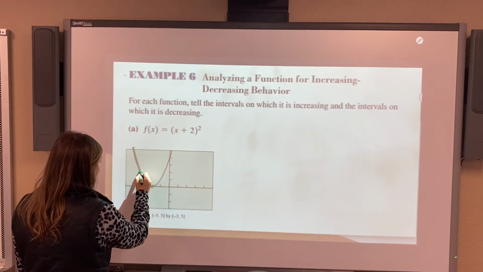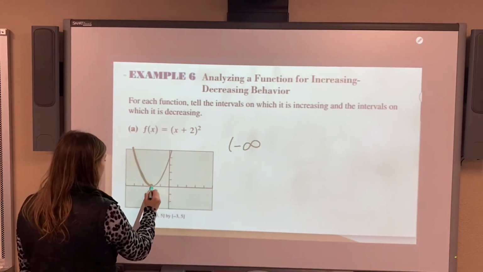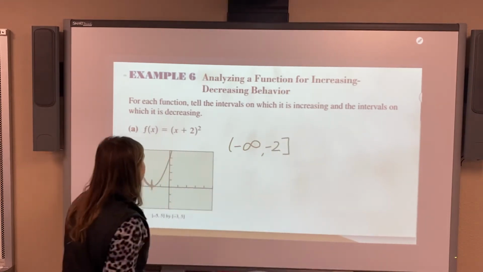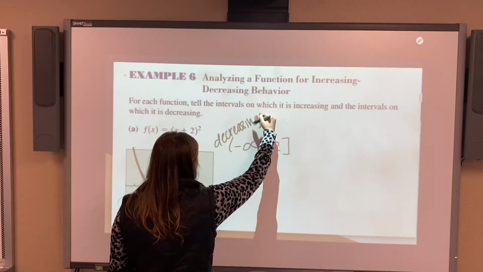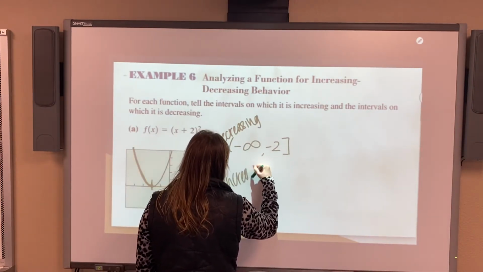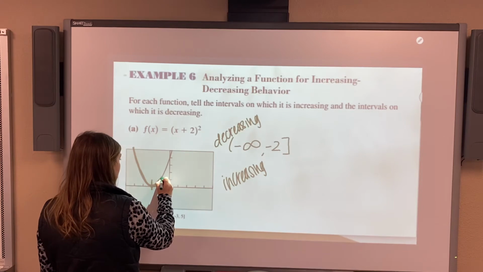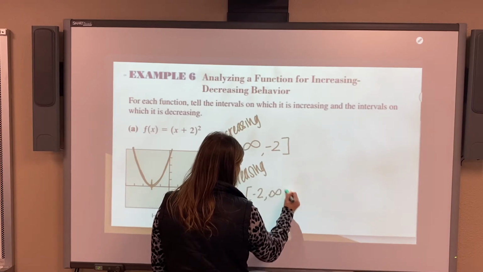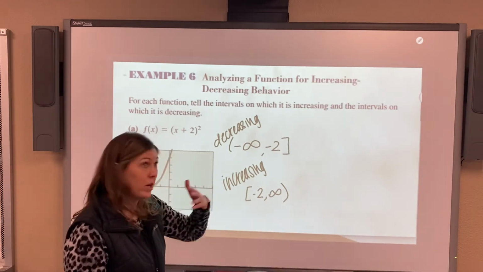That's our turning point. So we are decreasing from negative infinity, and we stop decreasing at -2. So at -2, and that's included, this is decreasing. And that's the only section that we're decreasing, so we just write that. And then we're increasing from here, which is again -2, up to positive infinity. So -2, it's included, to positive infinity. Okay, so just labeling where it's increasing or decreasing.